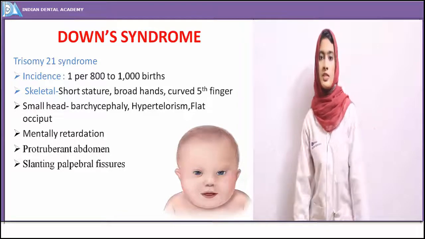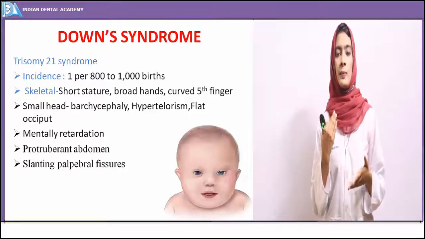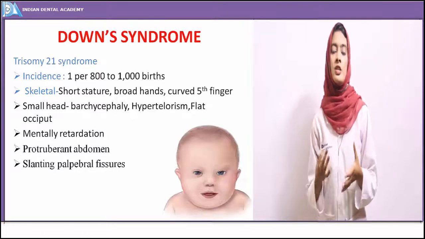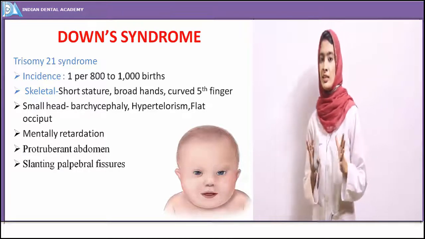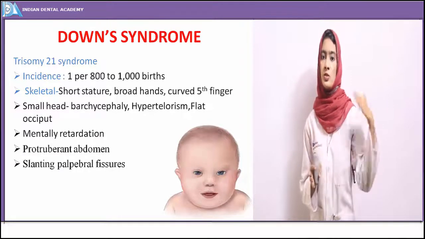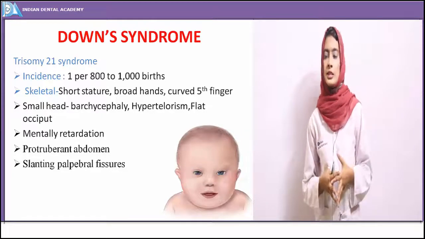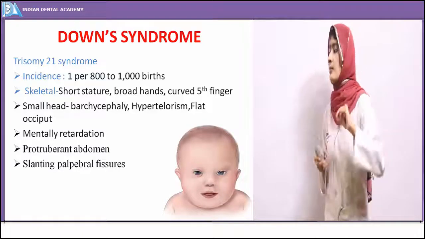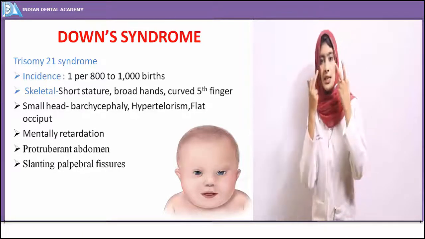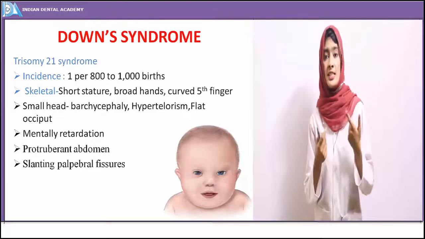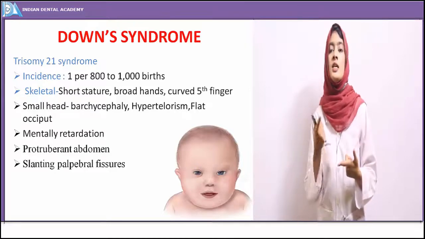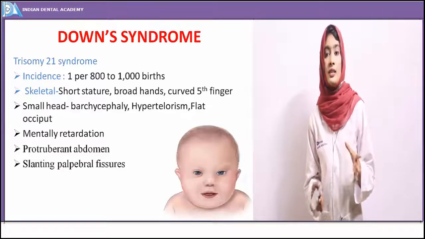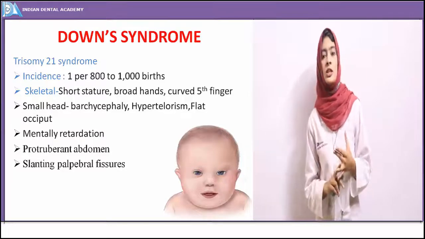So along with all the symptoms, the presence of mental retardation or delay in learning, speaking, or language delay is the characteristic feature of Down syndrome, which is not seen in other syndromes. And the skull gives a brachycephalic appearance. The distance between the eyes is increased, they are widely spaced, hypertelorism is seen, a flat occiput is there. And characteristic mental retardation.